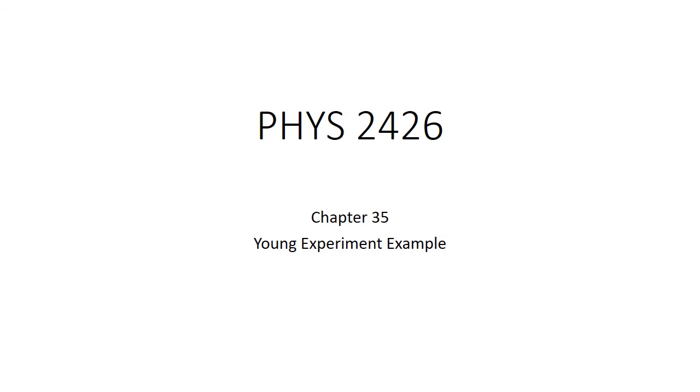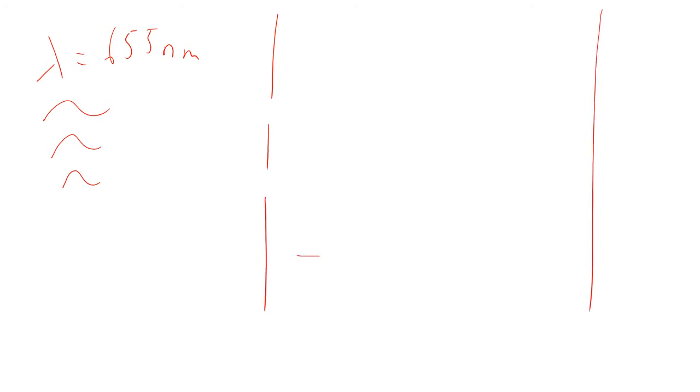So now let's do an example with a Young's double slit experiment. Imagine that we have a light source with coherent light. All the light has a wavelength of 655 nanometers, and it's incident upon these two slits. And we have a screen over here. The screen's a distance of 1.25 meters away.